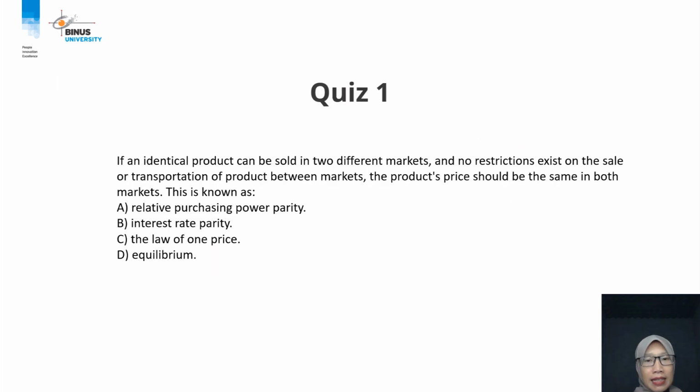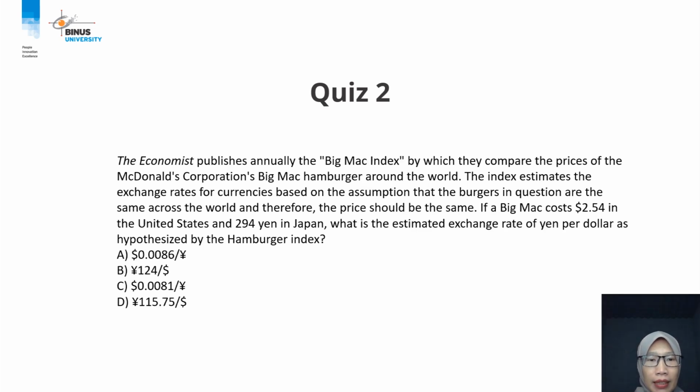So this is the end of the session, and we have two questions that you have to answer. First, if an identical product can be sold in two different markets and no restriction exists on the sale or transportation of the product between markets, the product's price should be the same in both markets. This is known as A, relative purchasing power parity, B, interest rate parity, C, the law of one price, D, equilibrium.